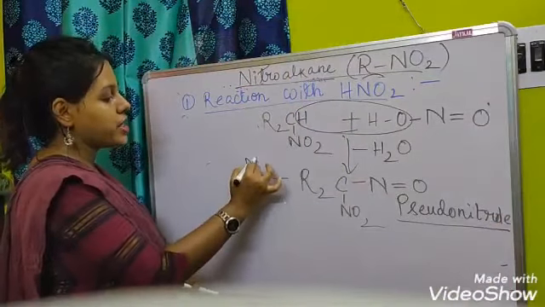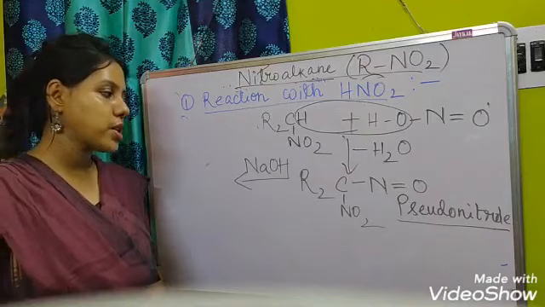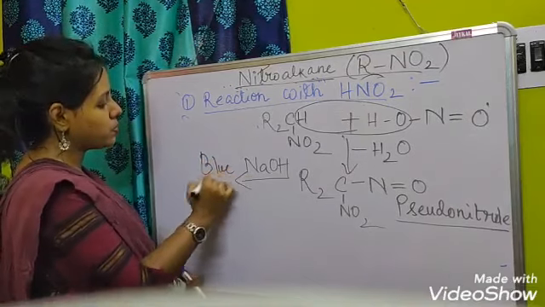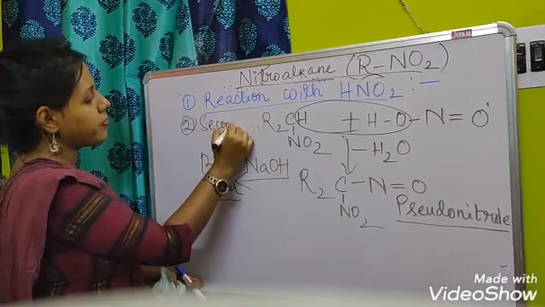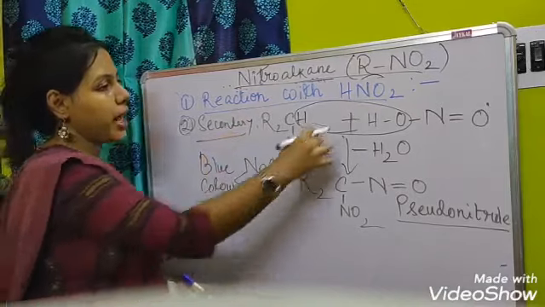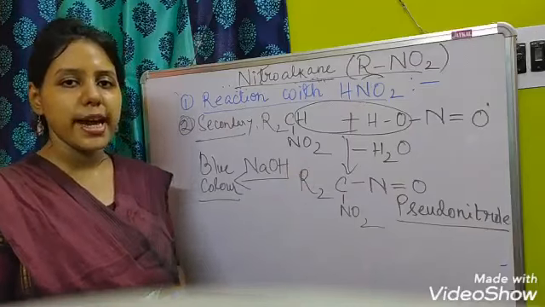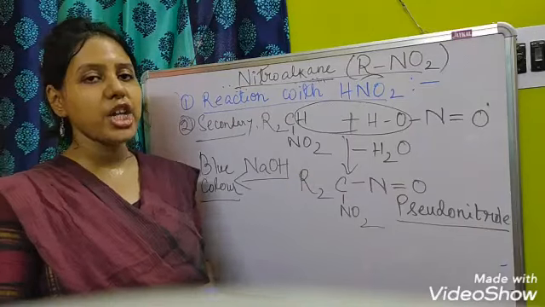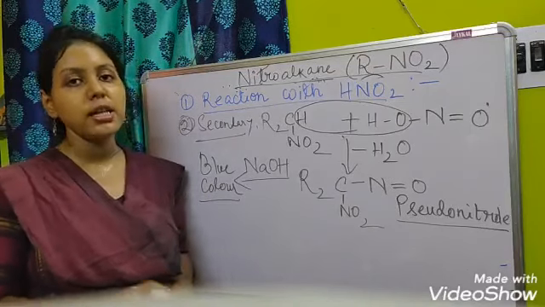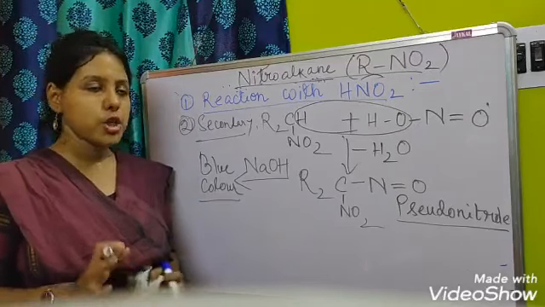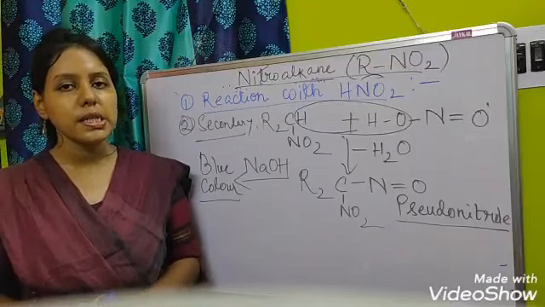Now again, if it is dissolved in NaOH solution, then the color of the solution will change into blue. So for the secondary, after the complete reaction, initially nitrous acid was added and in the second step NaOH solution was added. So after the total reaction, the color of the solution will be blue. And for the primary nitroalkane, the color of the solution was red. So in this way, we can compare these two compounds, which one is primary and which one is secondary.